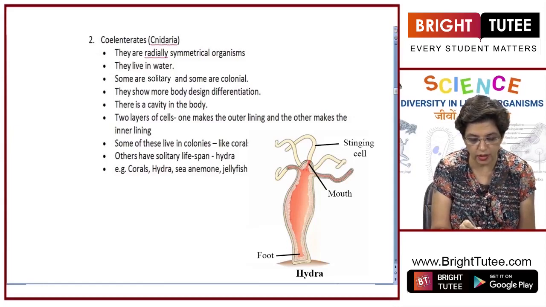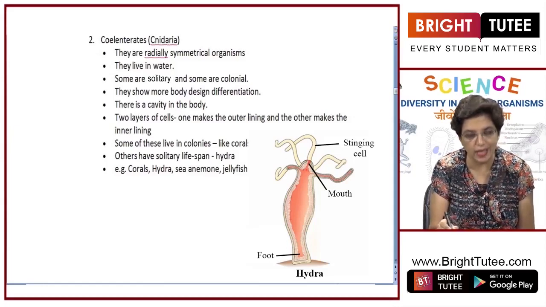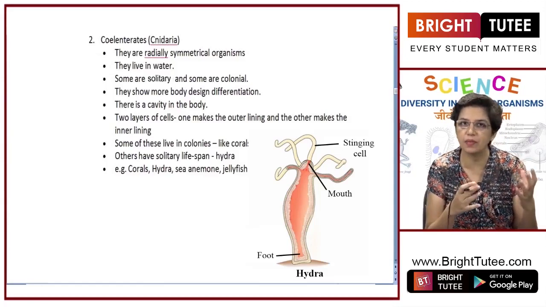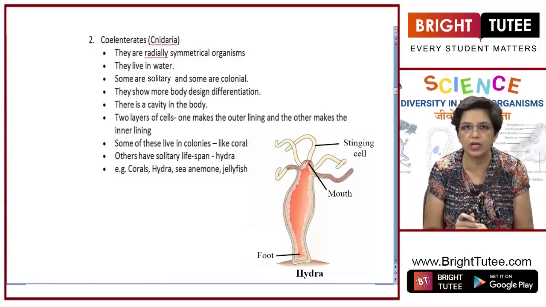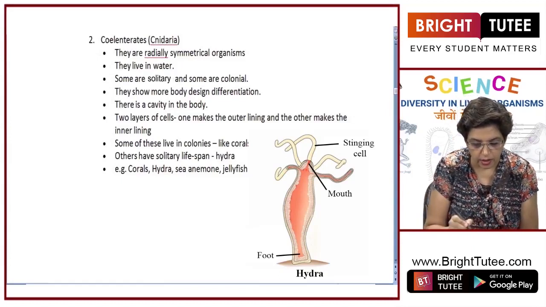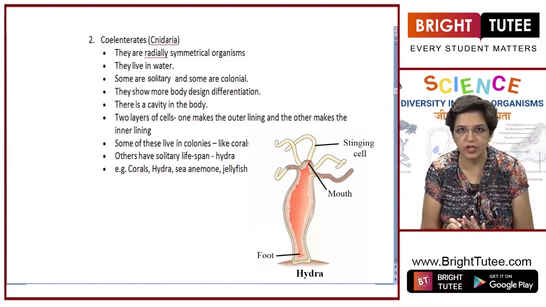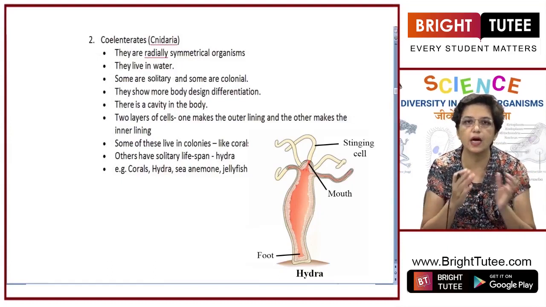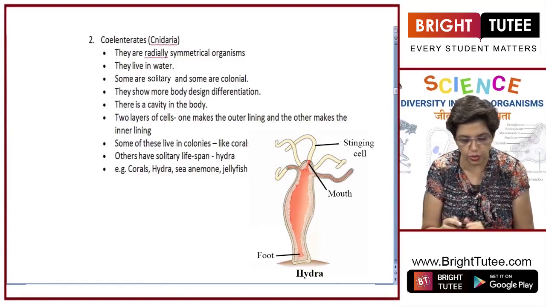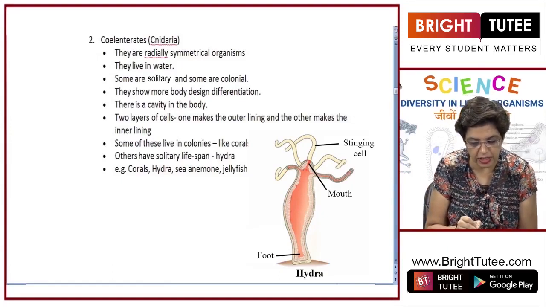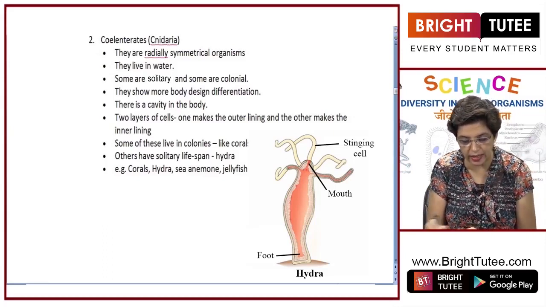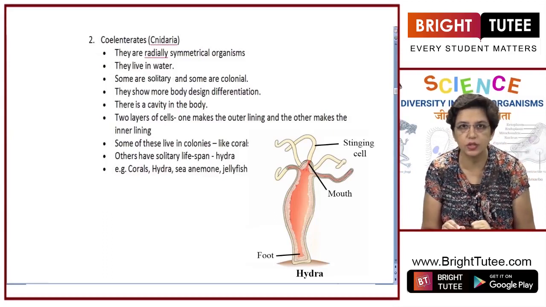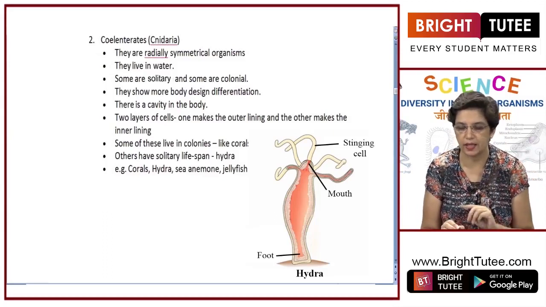They live in water. Some are solitary while some are colonial, that is, some organisms live alone while some are grouped together and live in colonies. They show more body design differentiation, that is, the cells are grouped together to form tissues. There is a cavity in the body, and two layers of cells, one makes the outer lining and the other makes the inner lining. That is, they are diploblastic.